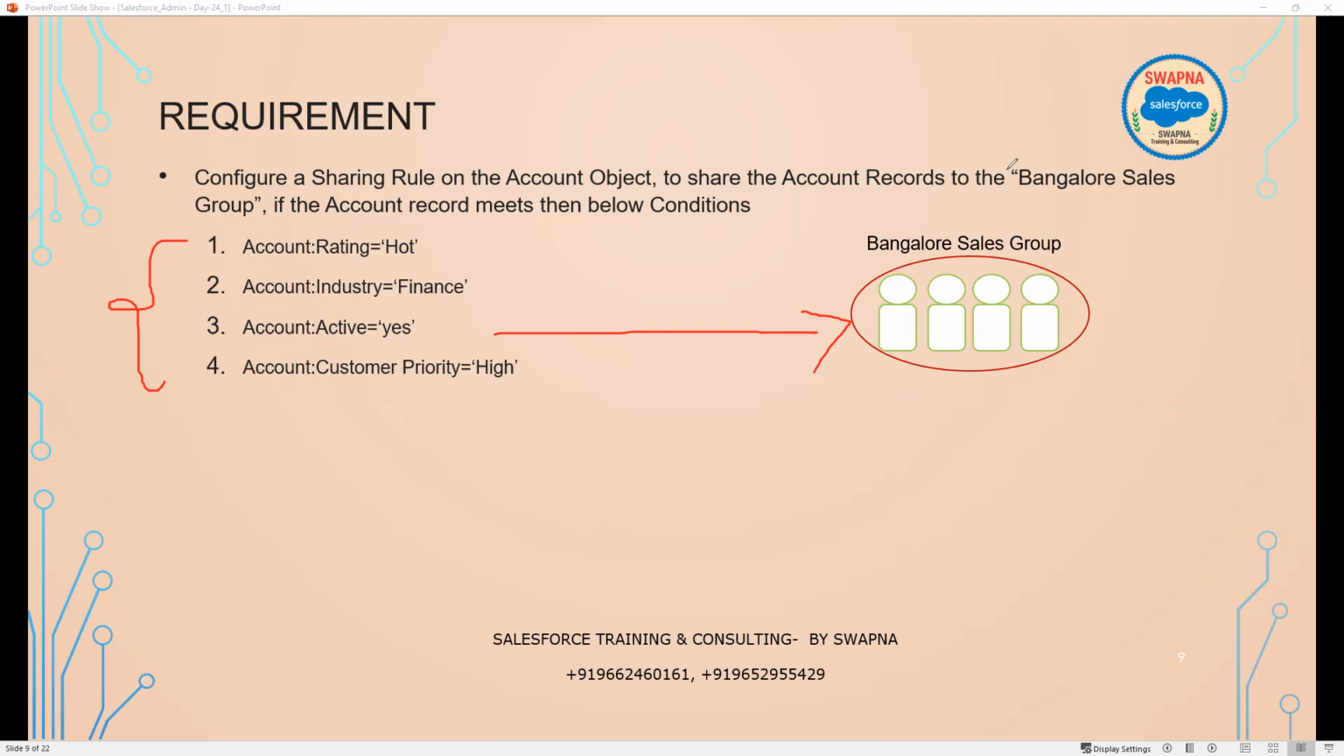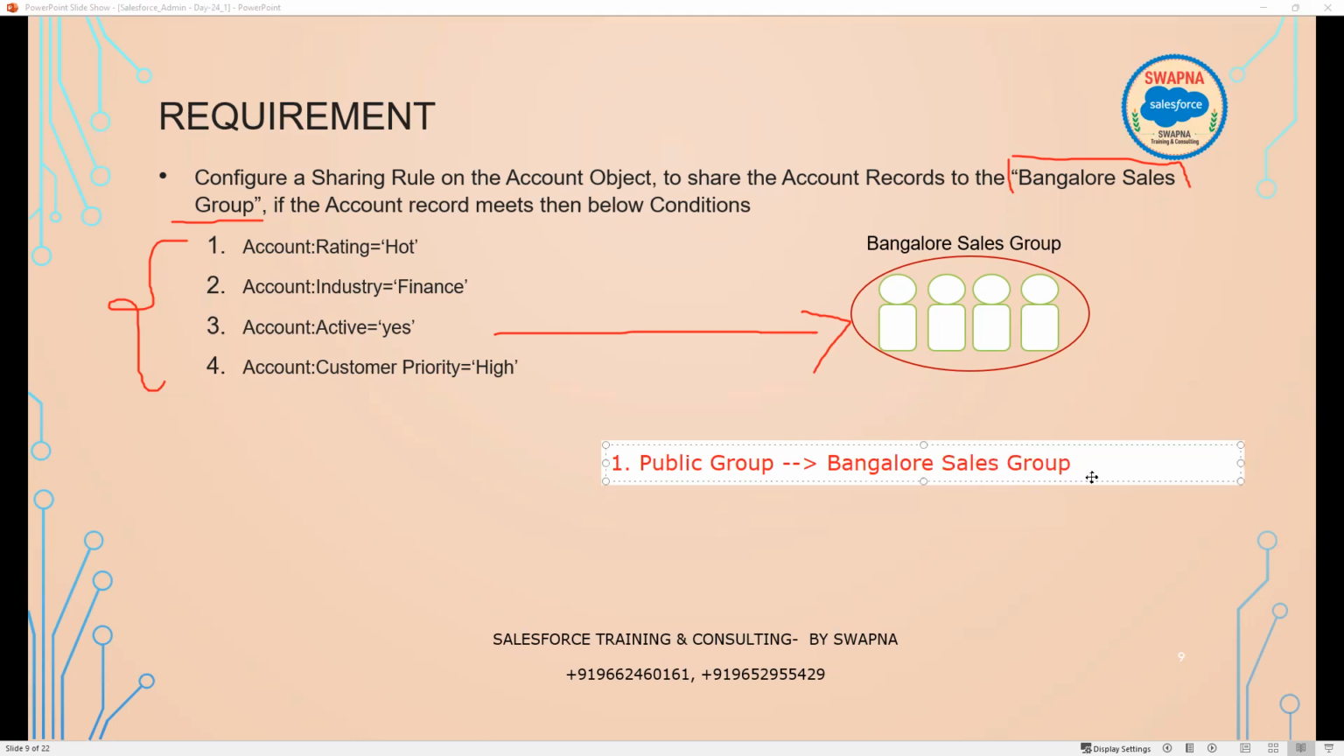The first thing is that I need to have a public group, which is the Bangalore sales group. So the first step is, need a public group. Public group is Bangalore sales group. First, we need a group which is called Bangalore sales group. And we can assign a few of the users to the Bangalore sales group. And OWD is already private for the account.